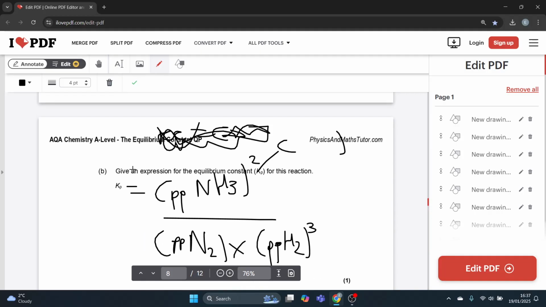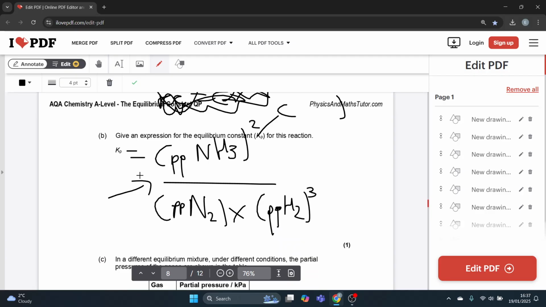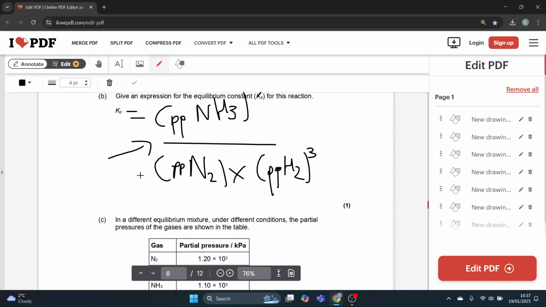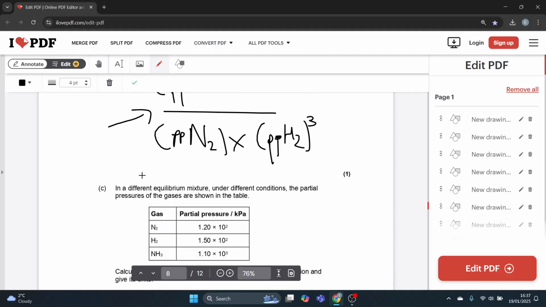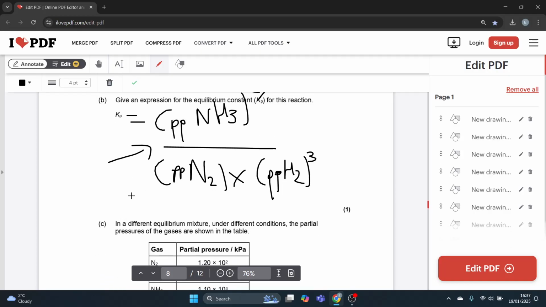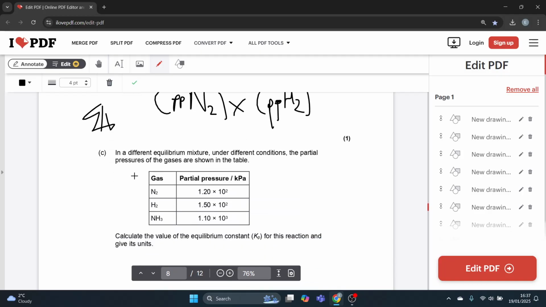I already worked out the Kp expression, so all I have to do now is substitute my values in. It's the partial pressure of ammonia squared, so 1.10 times 10 to the power 3, squared, divided by the partial pressure of nitrogen, 1.20 times 10 to the power 2. No, that's not squared, there's only 1 mole, it's not 2 moles. Times the partial pressure of hydrogen, 1.50 times 10 to the power 2, cubed.